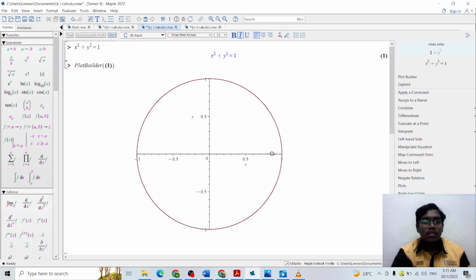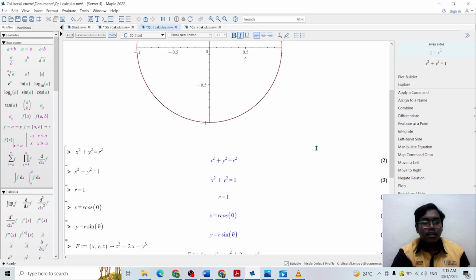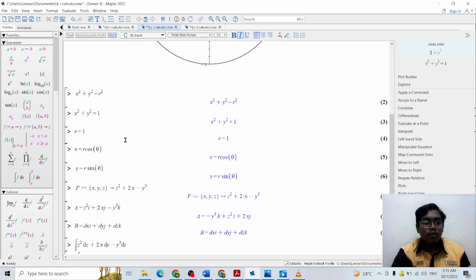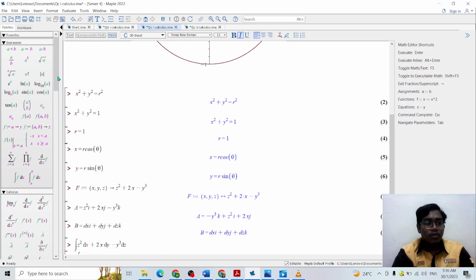Okay, so first this is the 2D graph for x squared plus y squared equal to 1. To find the left hand side, we have to call x squared plus y squared equal to r squared. Then we find r equal to 1. Then we put x equal to r cos theta and y equal to r sin theta. Then we define F(x, y, z) using the function from Maple, which we can use from the expression palette. The value z squared, 2x, minus y cubed is the i, j, k components that we get from the question.